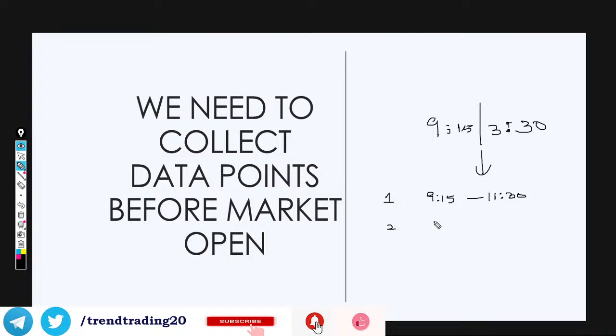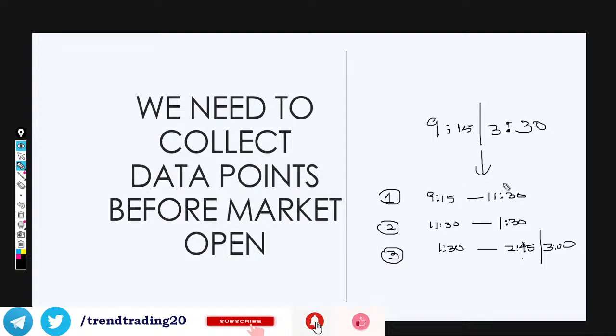Stage number 2 is 11:30 to 1:30. Stage number 3 is 1:30 to 2:45, or maximum 3 p.m. That's it. I don't bother about the last 30 minutes of options. I don't even turn on my terminal; I just close my chart after 2:30 or 2:45 maximum. These are the 3 stages by which I split the market.